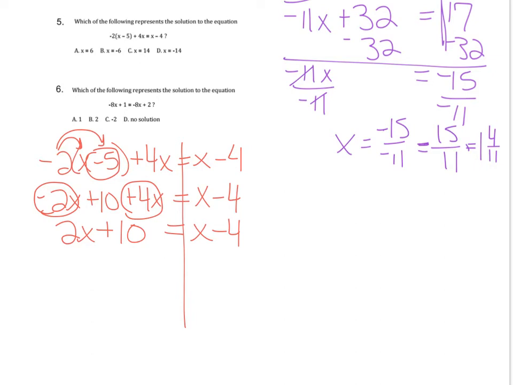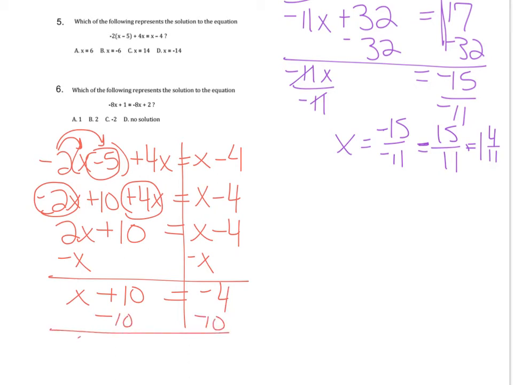Now, I have a variable on the left, variable on the right. I'm going to subtract the smallest one. 2x minus x is x. x plus 10 is negative 4. I'm going to subtract 10 from both sides, and I get x is negative 4 minus 10, which is negative 14. That's D.